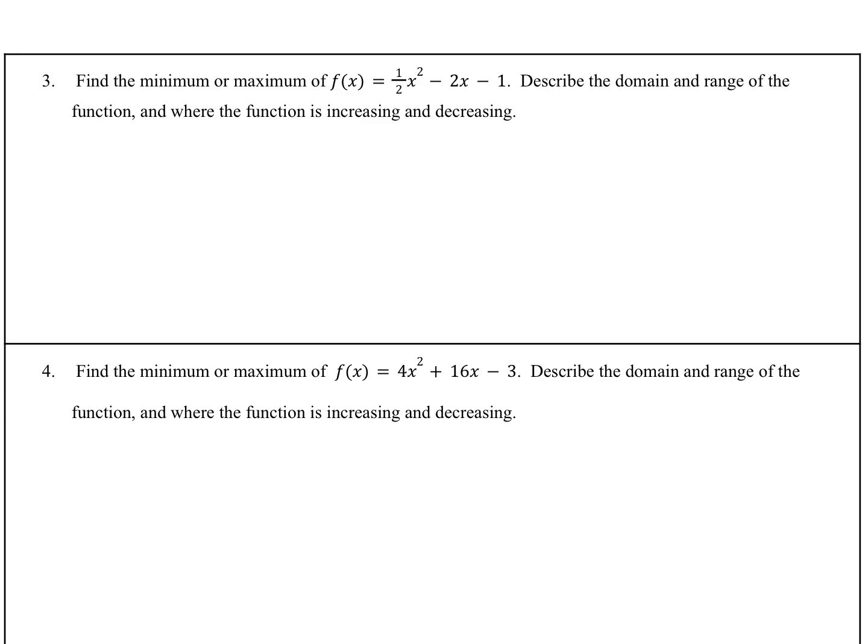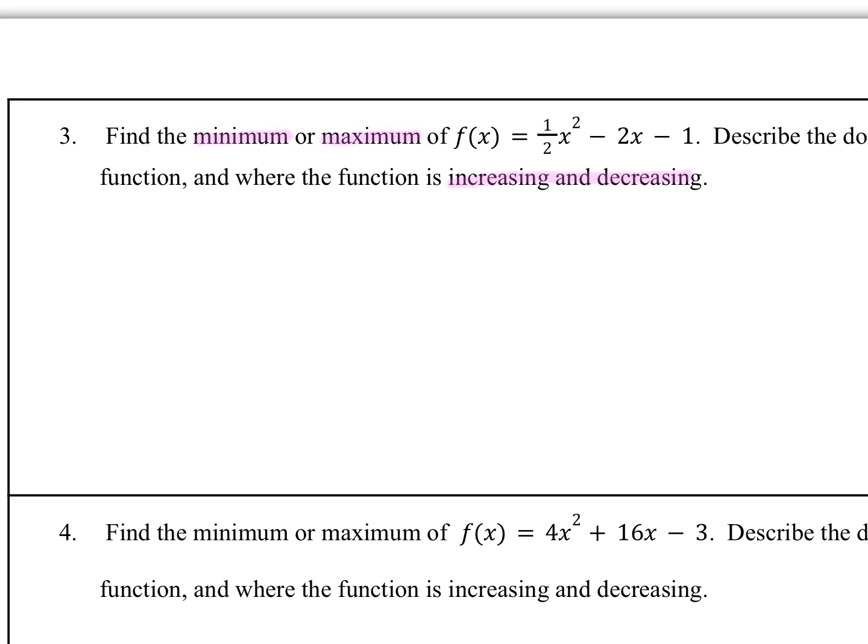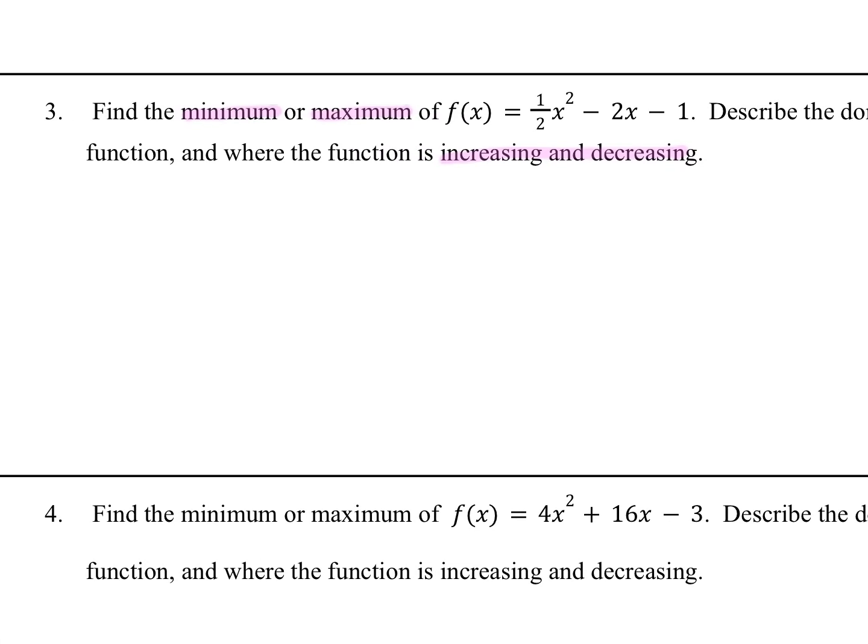Describe the domain and range of the function and where the function is increasing and decreasing. So we're going to be looking at the minimum only, minimum or maximum, and then where the function is increasing and decreasing. Okay, so first step is we're going to determine the values of our a, b, and c. A is 1/2. B is equal to -2, and C is equal to -1.